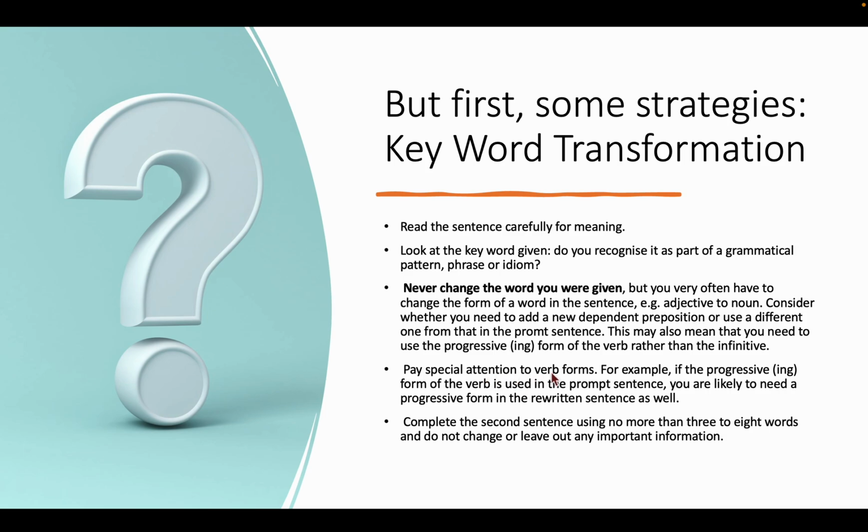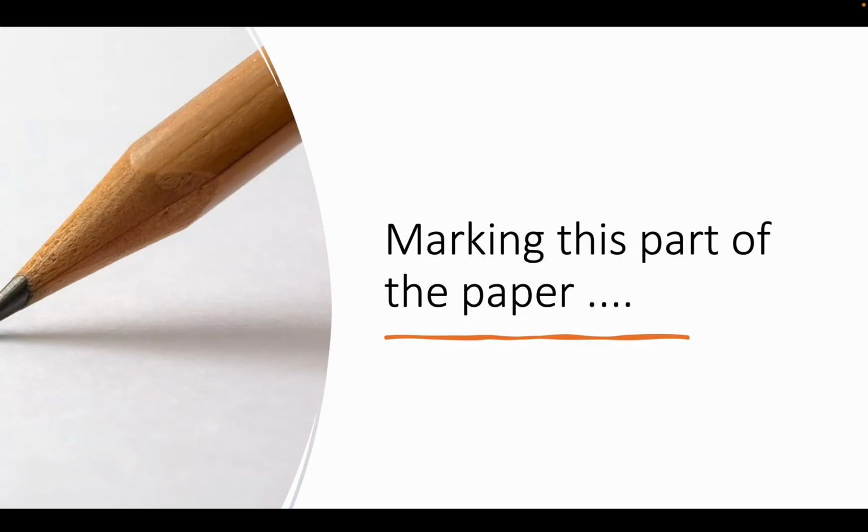Pay special attention to the verb form. For example, if the progressive, the continuous form, that's the ing form, is used in the prompt sentence, you are likely to need that same form in the rewritten sentence as well. And remember to complete the second sentence using no more than 3 to 8 words, and do not change or leave out any important information. Well, let's look at some examples and go about marking this part of the paper.